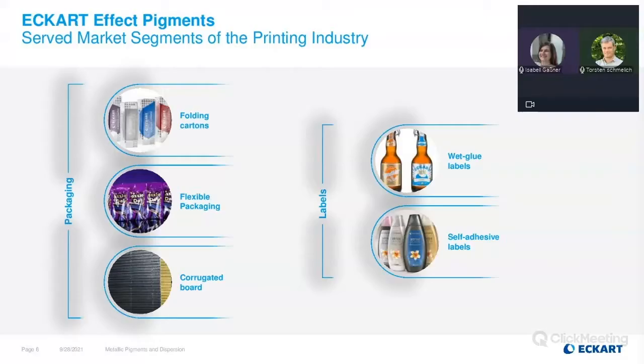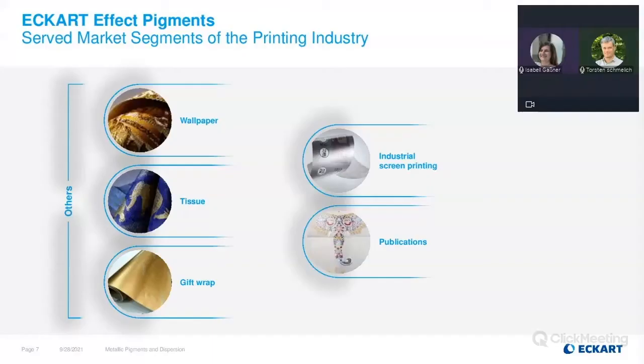And in what market fields are we active? We, ECKART, offer solutions for all typical market segments, in pigment, paste, or ink form, within a selection of effects. We come later to that. We serve the markets for folding cartons, flexible packaging, corrugated, wet glue, self-adhesive labels as I mentioned already, and even more: wallpaper, tissue, gift wrap, industrial screen printing, and publications.